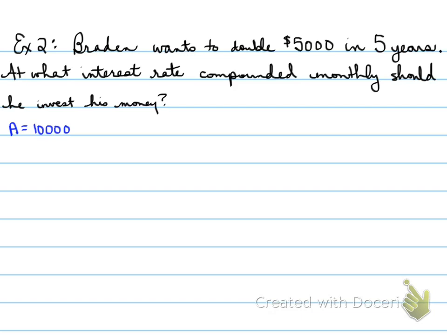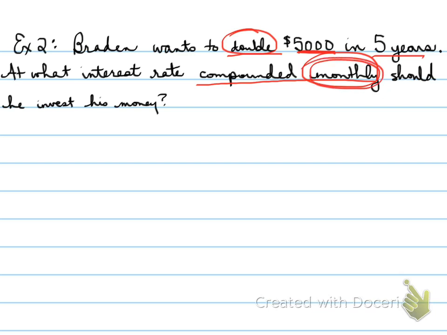So let's identify the important pieces. Before we do everything, let's identify the important pieces in this particular problem. So double 5,000. Double means that's going to be our A value. 5,000 is going to be our P value. 5 years is our time, all right? And interest rate compounded monthly. So here's our special word. That's important. And compounded means we have to use compound interest. So automatically you'll be able to tell what kind of formula we're going to use just by the word compound or simple. So here we're looking at compounded, and he wants to be able to double his money.